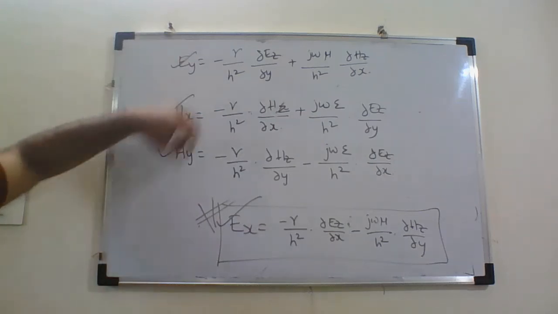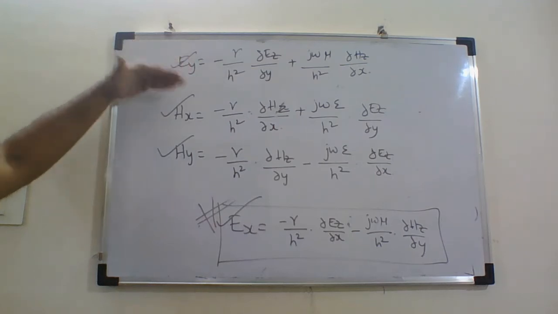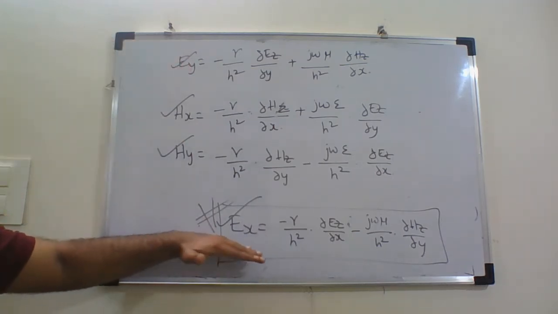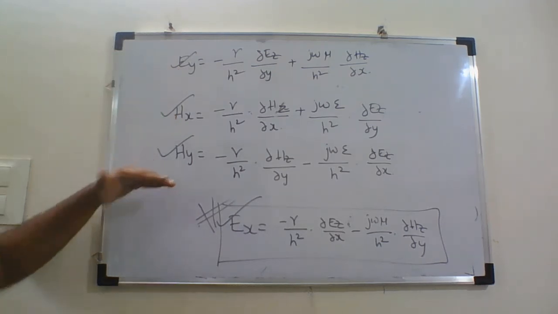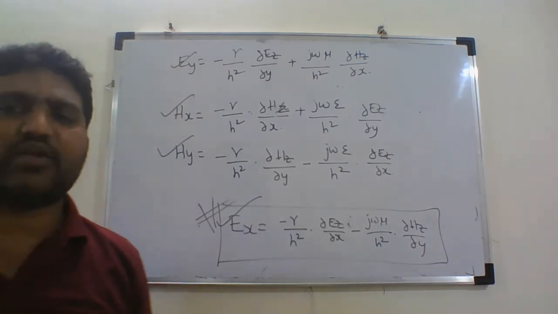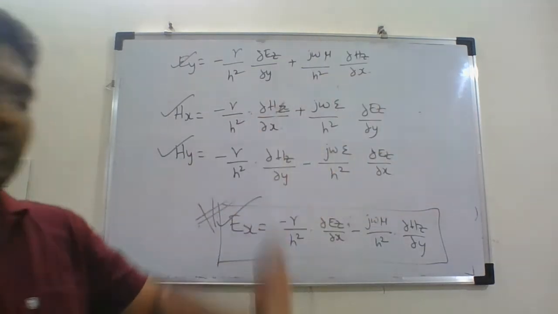So we can derive all these other expressions also, all the other three terms. I have told you the derivation for Ex. In the same way, we can derive the expressions for Ey, Hx and Hy also, using a similar kind of approach. That is why I am not repeating them. So we will get the expressions like this.